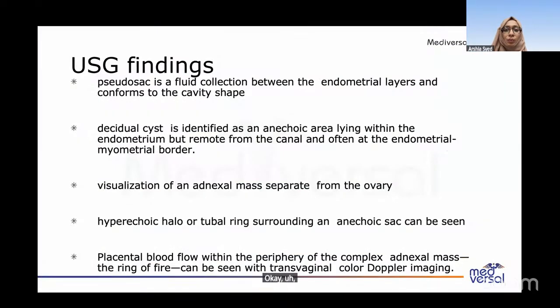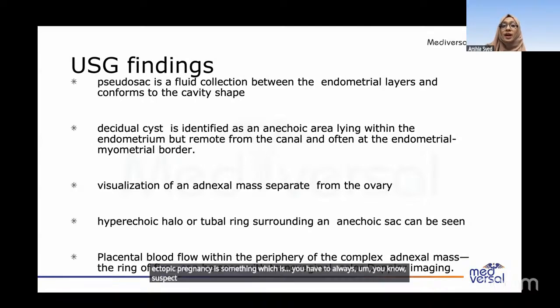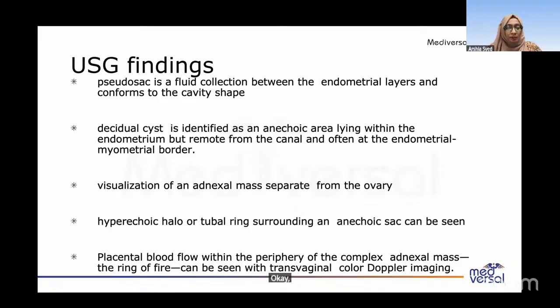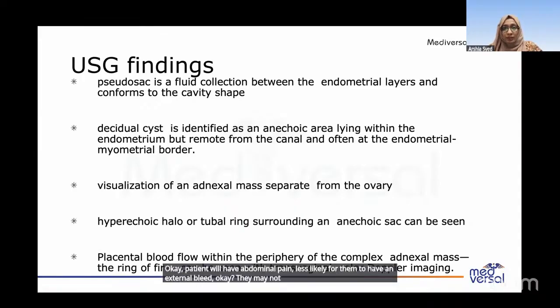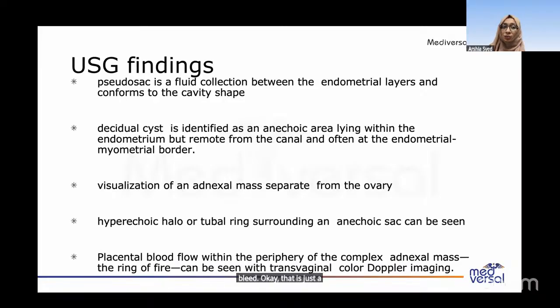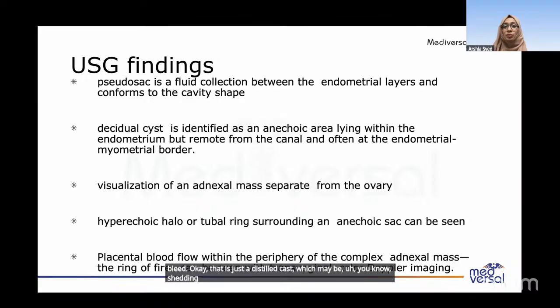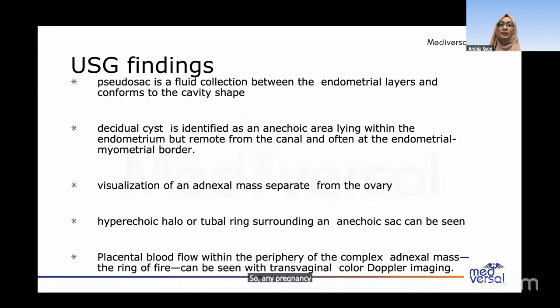Okay, so what are the various ultrasound findings that ectopic pregnancy is something which you have to always suspect. You should have a high degree of suspicion to call it as an ectopic pregnancy. Okay, patient will have abdominal pain, less likely for them to have an external bleed. In some cases you may see a slight bleed. Okay, that is just a decidual cast which may be shedding, but most of the time it's abdominal pain that they come with.